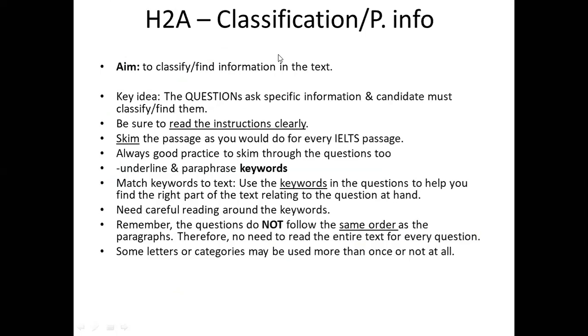So when we have classification, you will see an example. It's usually a list of authors, a list of whatever, and you have to mention who said what in the passage. And paragraph information, you have a list of questions picking some ideas from the paragraph, and you have to link which paragraph it is. Is it paragraph A? Where can you find that information? But then it's still the same thing. So your aim is to classify or find information in the text, no matter what it is.